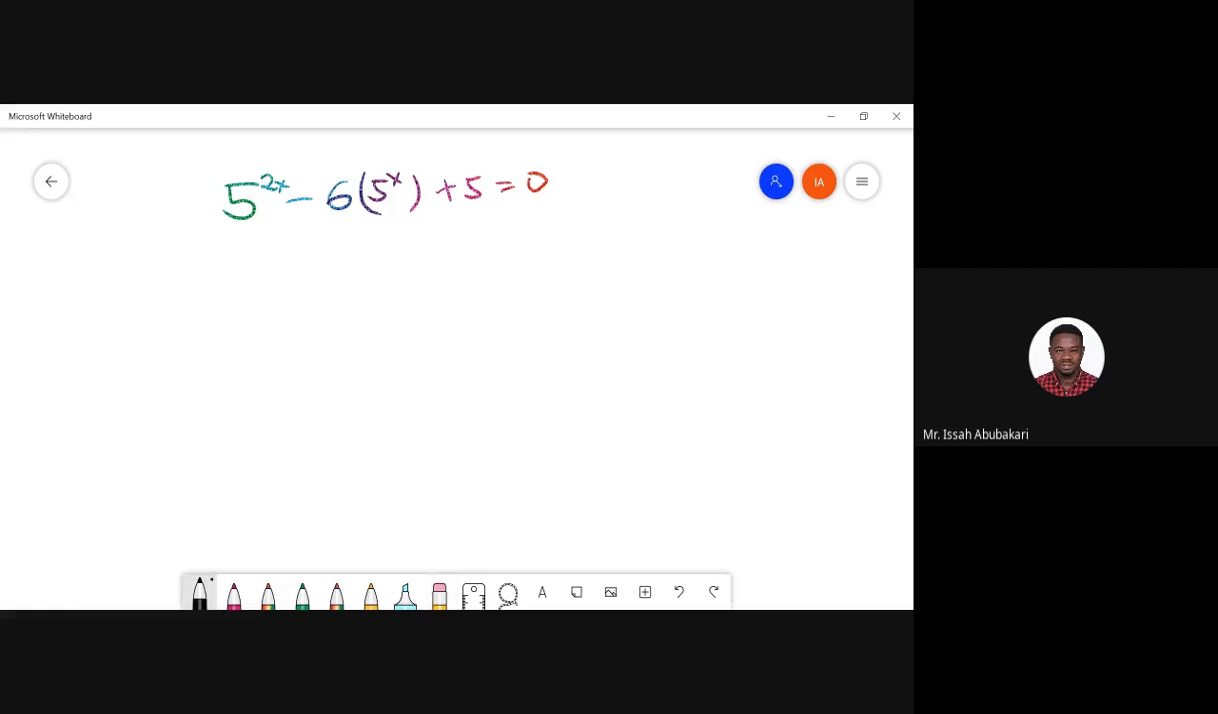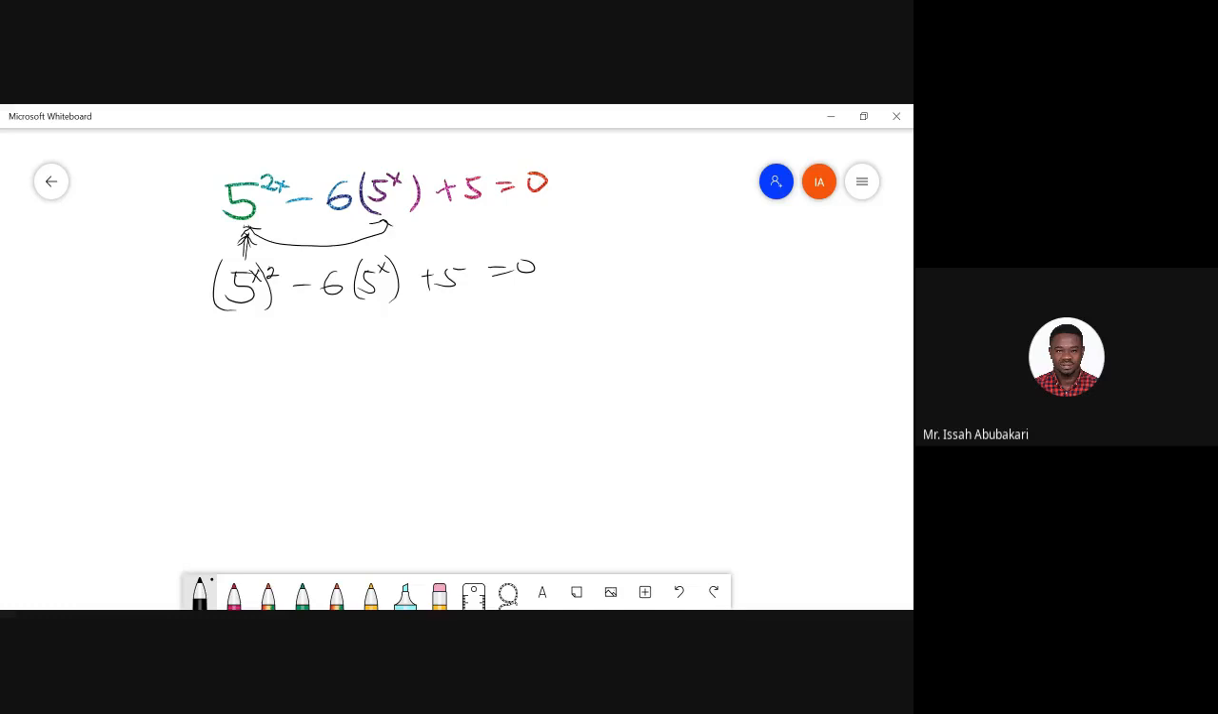This one, we want to write this one in the form of this one, right? So what we are going to do is rewrite the equation to have a common value from both sides. So with this, we can have (5^x)^2. This is the same as this one, okay? Minus 6(5^x) plus 5 is equal to what?